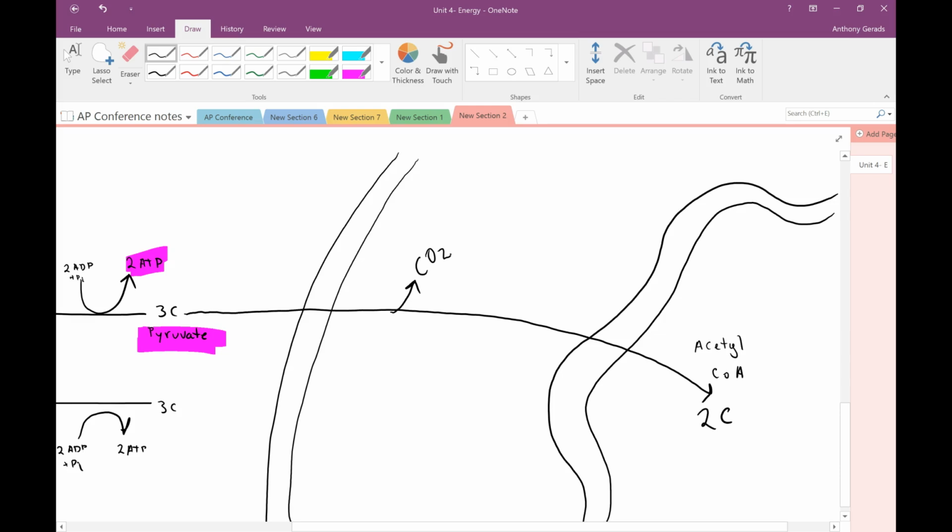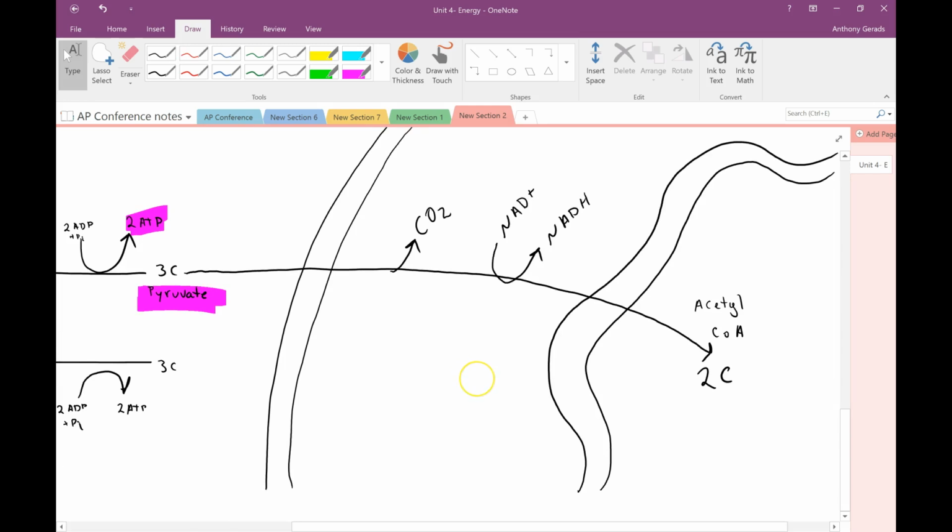And remember, anytime CO2 gets given off, NAD plus comes in, and NADH comes off. Okay, so I made some NADHs here. I made a CO2. We have a name for this step. It's considered a sub-step of the citric acid cycle. And the name of this step, you remember? Oxidation of pyruvate. And it happens in the intermembrane space of the mitochondria. Okay.